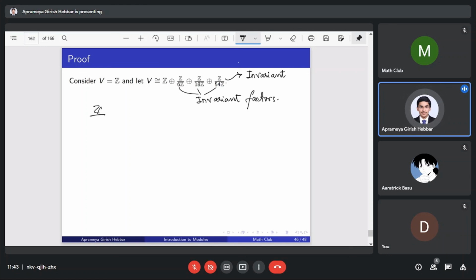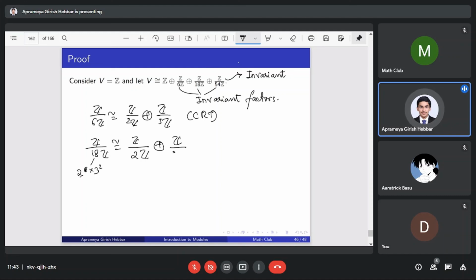So first of all, Z over 6Z, you would write it as Z over 2Z cross Z over 3Z. Similarly, you would write Z over 18Z. Again, this is by Chinese remainder theorem, CRT. So 18Z, 18 is nothing but 6 times 3, right? Or you can write 2 times 3 square, and each of these are co-prime. So this is Z over 2Z, Z over 3 square Z.